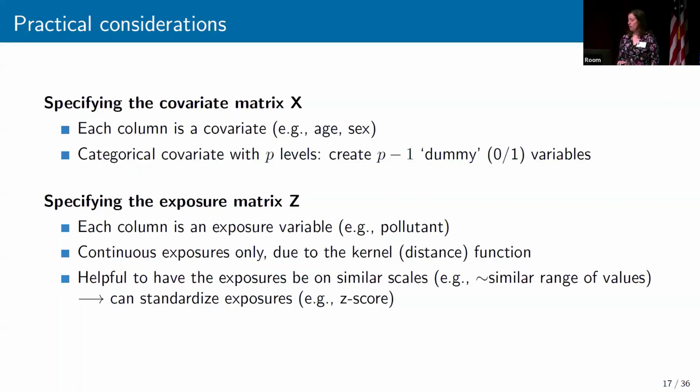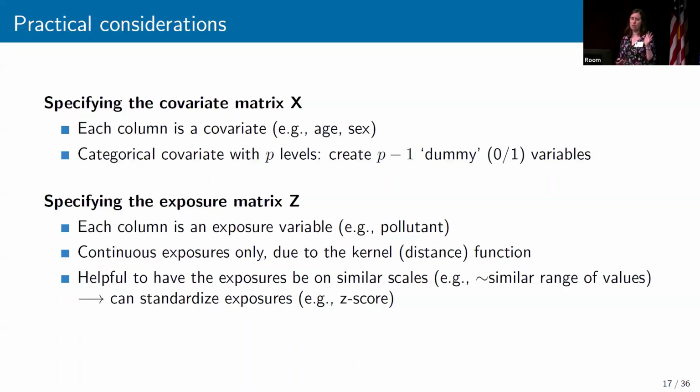It's also helpful to have the exposures be on a similar scale. That means having a similar range of values. Because if one has a much larger range of values than the other, then there's more variability in that measure, and that could lead to complexities when you're fitting the model. It's still possible to do that, but you need to think through more about the prior distributions on the smoothing parameters. So it's much easier to have them all be on the same scale, and you can do that by standardizing the exposures.